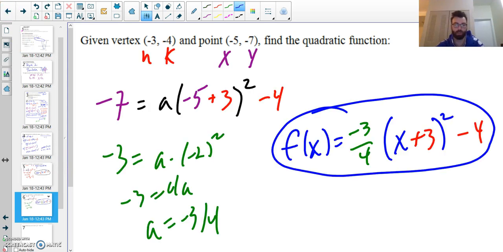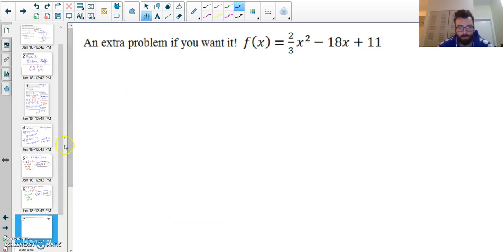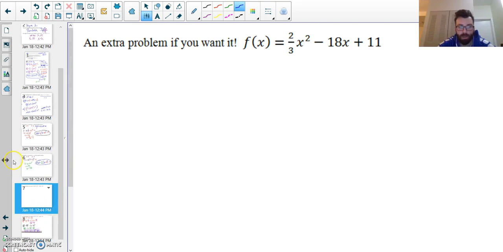All right, go ahead and check your work on that one as well. Again, I substitute -7 in for f of x, or my y, -5 in for x, +3 in for h, -4 in for k, and solve for a to get -3/4, and wrote it as a quadratic function. This next one is an extra problem if you want some practice to put in standard form. You can pause the video and check your work. I'll show you some work for this one. All right. After you check your work, that is it for 7.7.